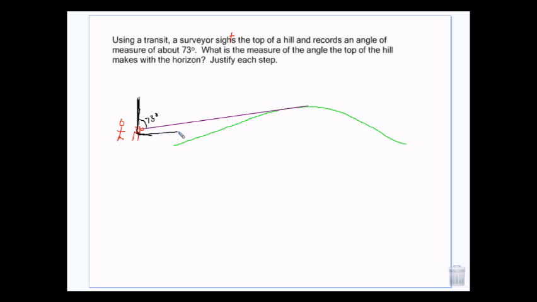And then if I draw a horizon line, again, this is not a very good picture, but let's say this is the horizon. It's parallel to the ground. The angle that it's going to make between the horizon and the line that the measurement is based off of, this is going to be 90 degrees. Okay. So the whole thing is 90. He's measured 73, and we want to know what is this angle here, the angle that the top of the hill makes to the horizon. So basically the angle of ascent. That's what we're looking for.